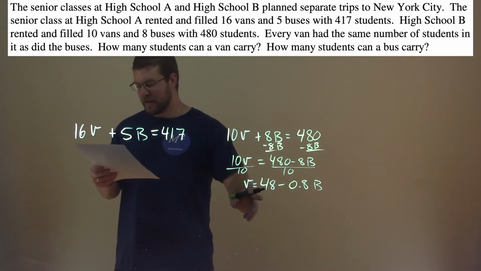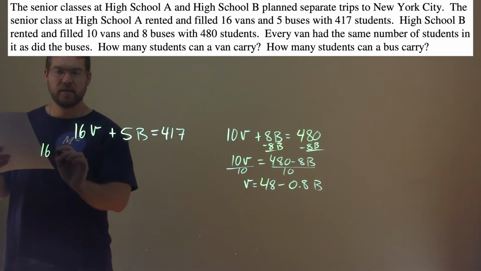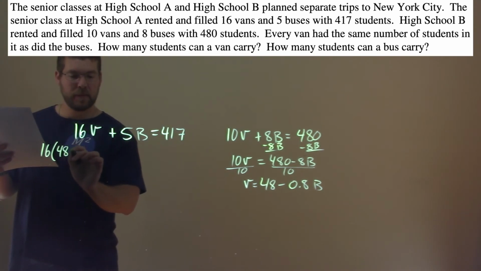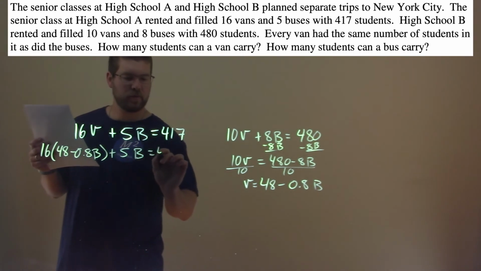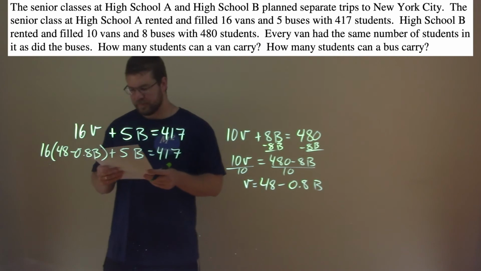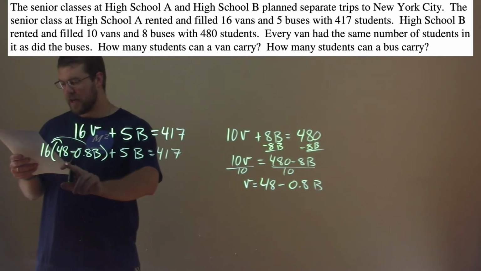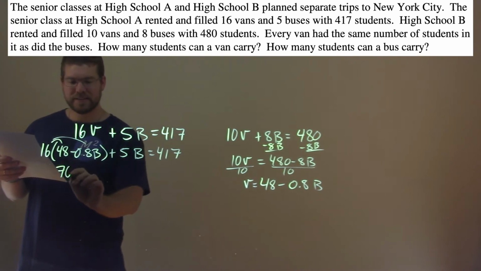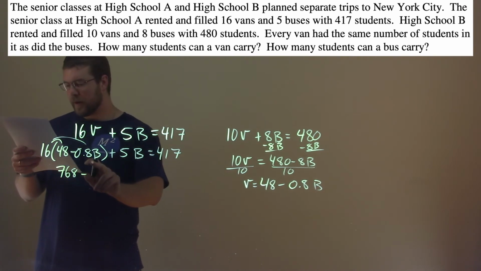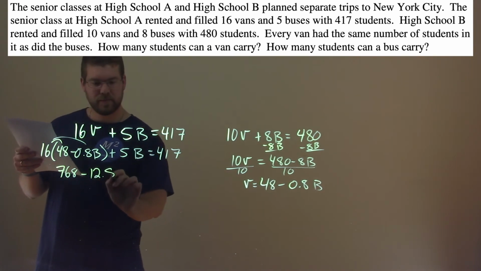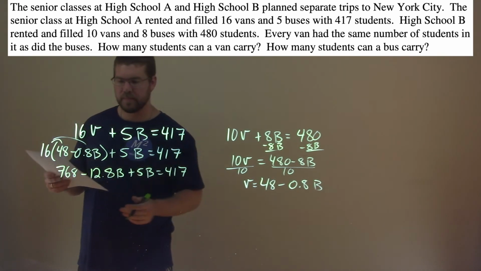And now we're going to use that and substitute it in for this V. So we have 16 times 48 minus 0.8B plus 5B equals 417. Well, let's go distribute that over here. 16 times 48 is 768. Minus 16 times 0.8, which is 12.8B, plus 5B equals 417.